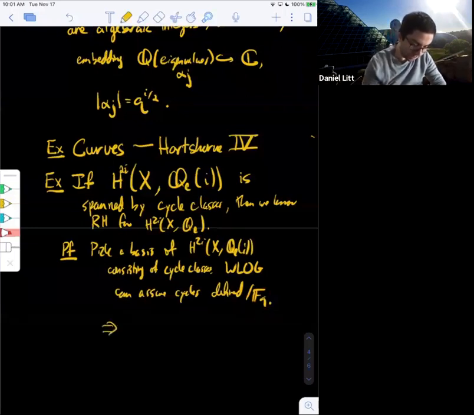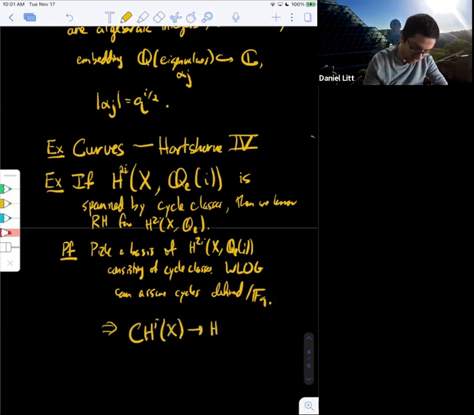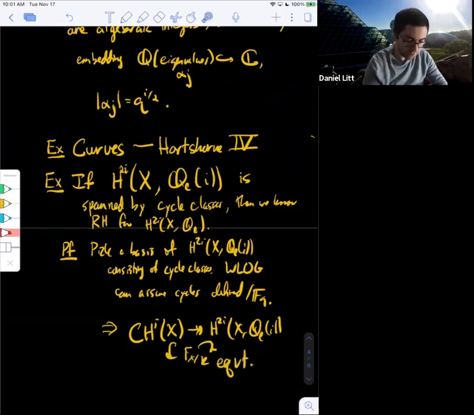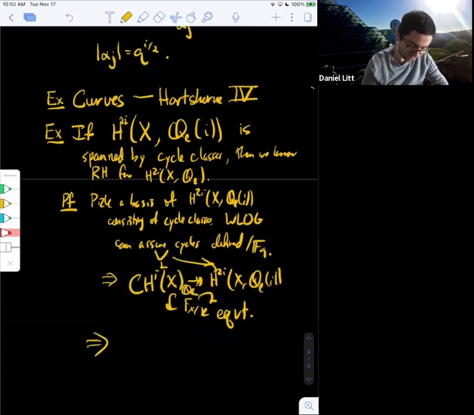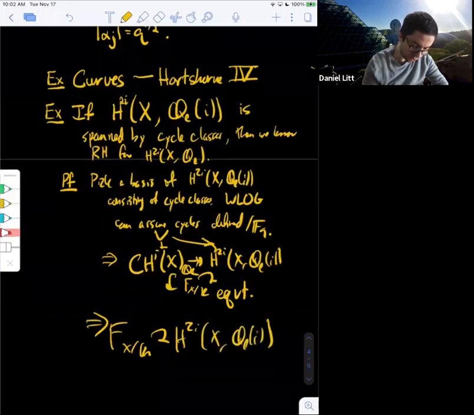So what does that mean? It means we have this surjection from codimension i cycles in X to H^{2i}(X, Q_l(i)). By assumption, this is a surjection, and this is Frobenius equivariant. When I say surjective, I mean this is when we base change to Q_l. We picked some subspace here so that this is surjective. This is a subspace spanned by classes that are defined over F_q, so Frobenius acts trivially here on V. So this implies that Frobenius acts on H^{2i}(X, Q_l(i)) trivially.